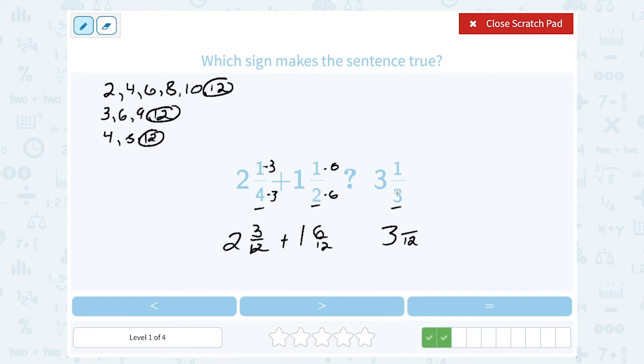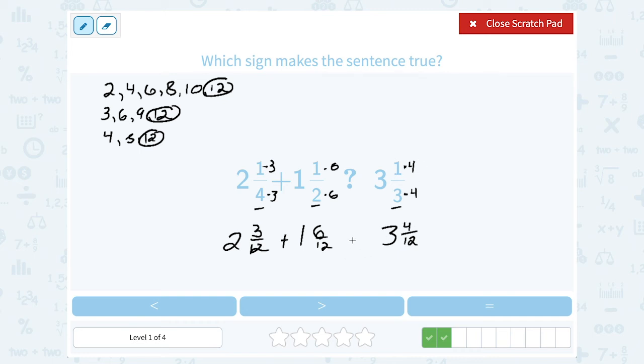And here, if it was a 3 in the bottom or denominator and I made it a 12, I would need to multiply that by 4. So if I multiply by 4 on the bottom, I would have to do the same thing and multiply by 4 on the top, which would give me 1 times 4 is 4.